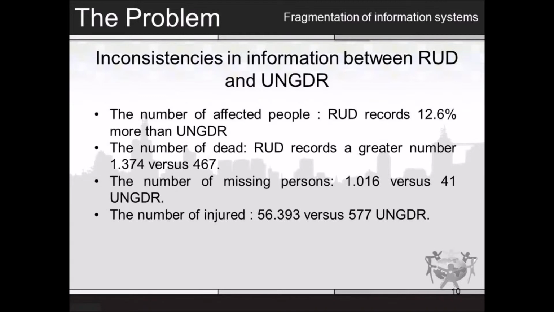The problem is subdivided in three problems: fragmentation of information systems, number of affected people is greater than the total population, and wrong validation of information.